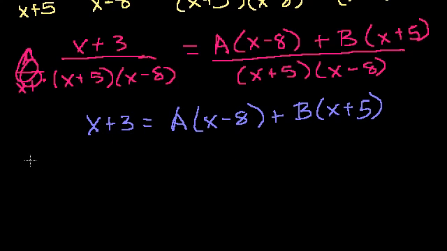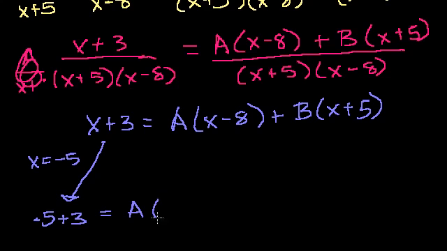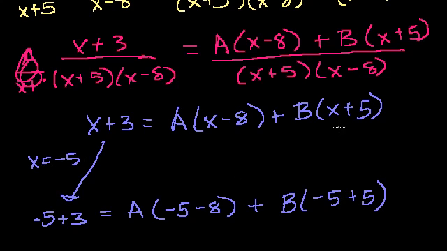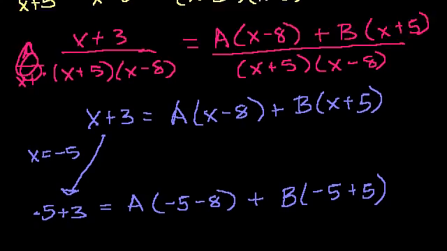So if we say x is minus 5, I'm just picking an arbitrary x to be able to solve for this. Then this would become minus 5 plus 3. Let me just write it out. Minus 5 plus 3 is equal to a times minus 5 minus 8 plus b times minus 5 plus 5. And I picked the minus 5 to make this expression 0.